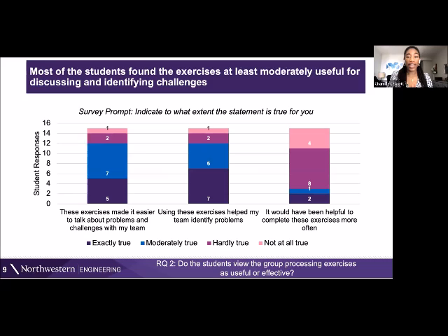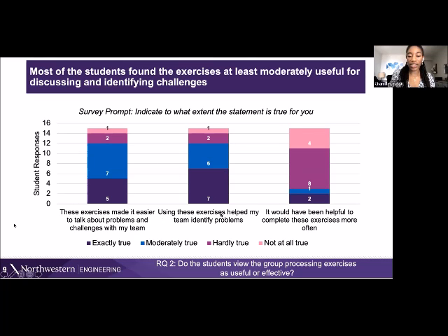So most of the students found the exercise to be at least moderately useful for discussing and identifying challenges. And here we're getting into our second research question. They were asked to indicate to what extent the statement was true for them. And they said that these exercises made it easier to talk about problems and challenges with their team. A smaller group said exactly true, but most of them said that it happened at least somewhat, or it was moderately true.